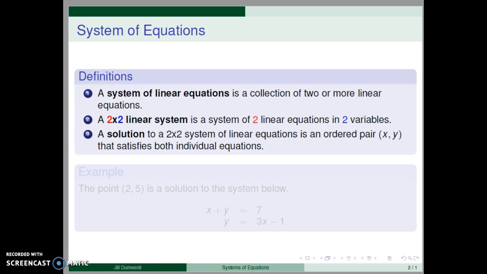A solution to a 2x2 system of linear equations is an ordered pair (x, y) that satisfies both equations. For example, the point (2, 5) is a solution to the system of equations x + y = 7 and y = 3x - 1 because x = 2 and y = 5 make both equations true.